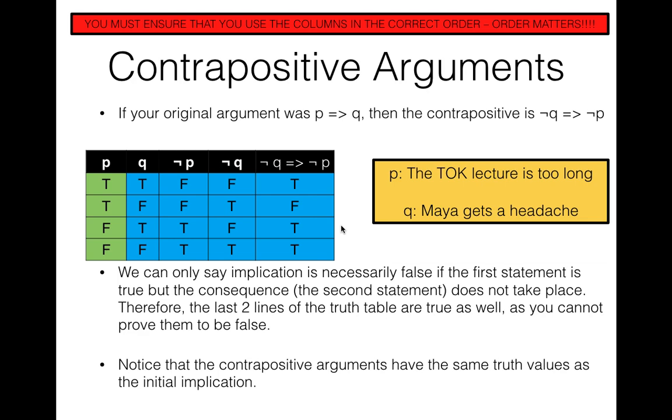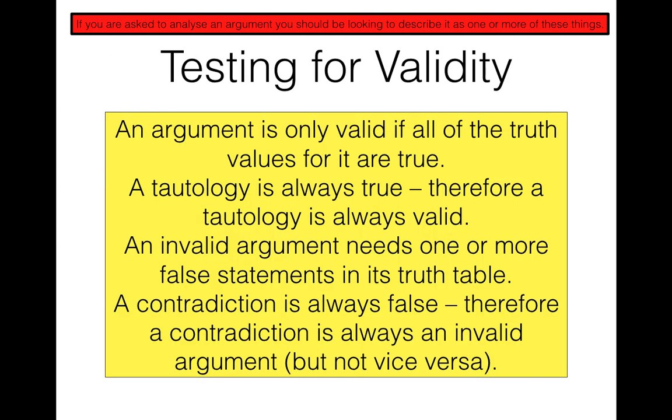Okay, now one thing that you might be asked to do in exams is called testing for validity. So you might be asked to test a statement for its validity. Now an argument is only valid if all of the truth values at the end of the table are true. So when you get to that final part of an argument, if it is all true, you can say it's a valid argument. If there's even one false, we call it an invalid argument. Remember as well that anything that is all true at the end is called a tautology. So a tautology is always a valid argument.